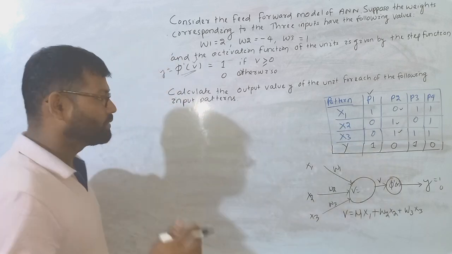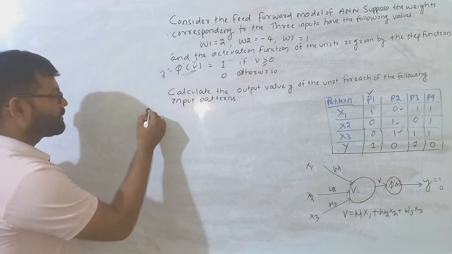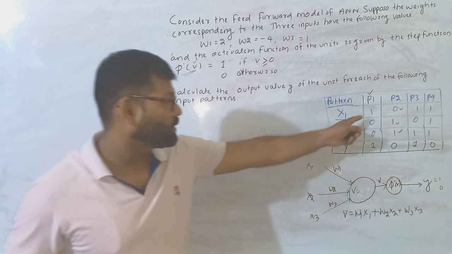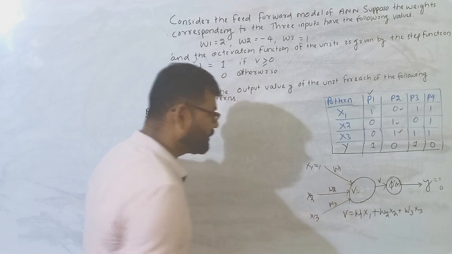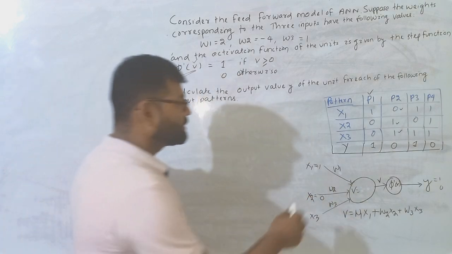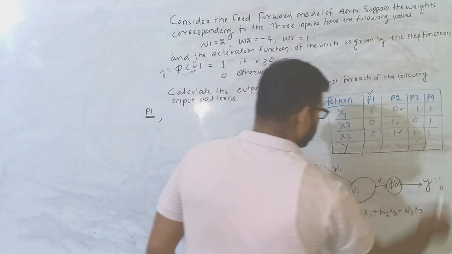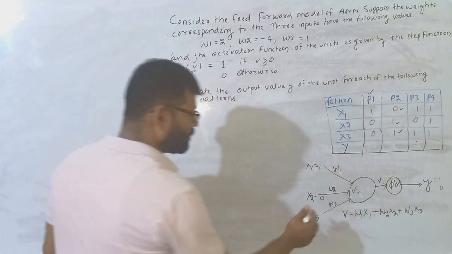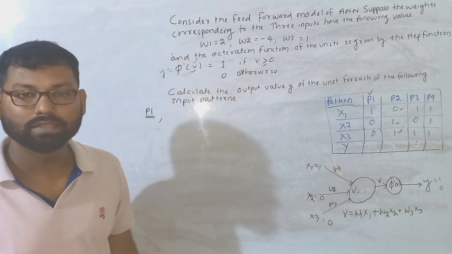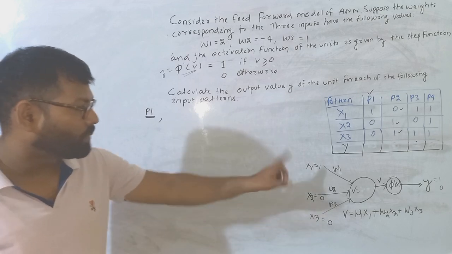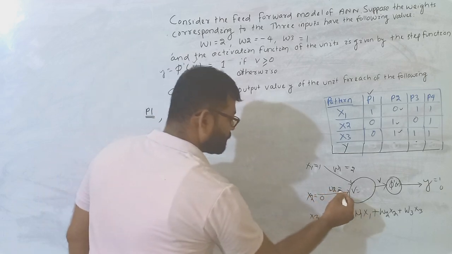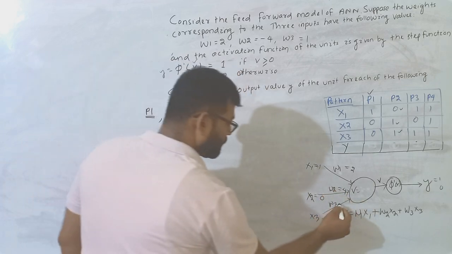For pattern 1, I am writing pattern p1. For p1, what are my inputs? x1 is equal to 1, x2 is equal to 0, and x3 is also equal to 0. So x1, x2, x3, these are the inputs. Now the w values are also given: w1 is 2, w2 is minus 4, and w3 equal to 1.